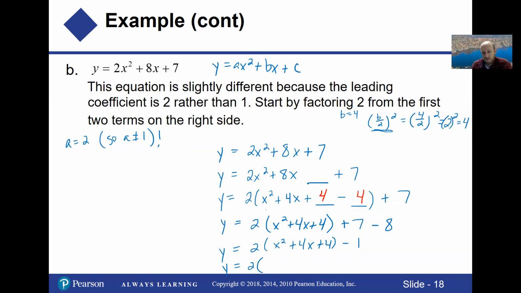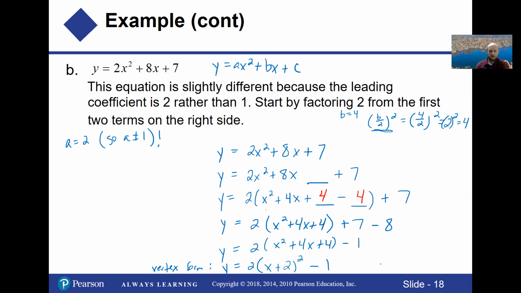And I know that because the first term and the last term are both perfect squares. When I square root them, the square root of x squared is x, and the square root of 4 is 2. So x plus 2 squared would FOIL into x squared plus 4x plus 4. And then I still have this minus 1 on the outside. So this is now in our vertex form.